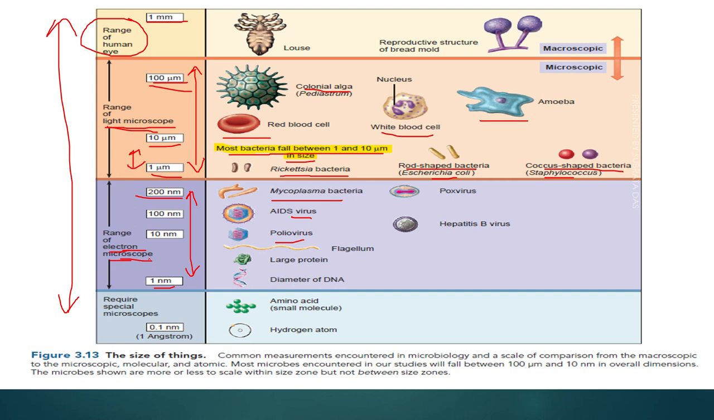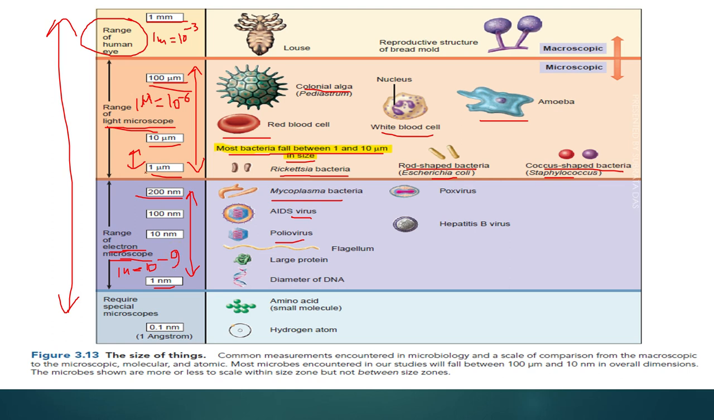One thing I have to add here is how we can convert nanometer, micrometer or millimeter into meter. 1 millimeter is equal to 10^-3 meter. 1 micron or 1 micrometer is equal to 10^-6 meter. And 1 nanometer is 10^-9 meter.